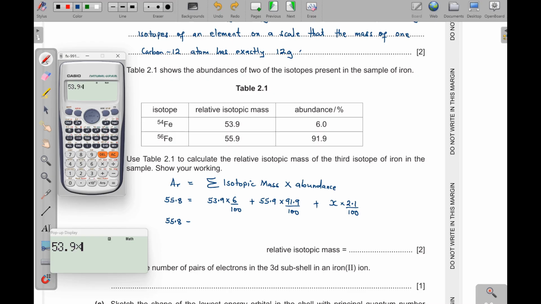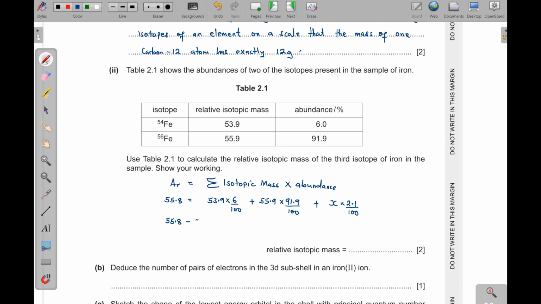53.9 times 6 out of 100. Then we shall also add 55.9 times 91.9 out of 100. Then this all together gives us 54.6061, which is equal to 2.1 out of 100 times x.